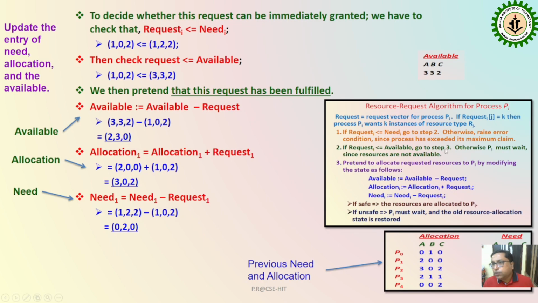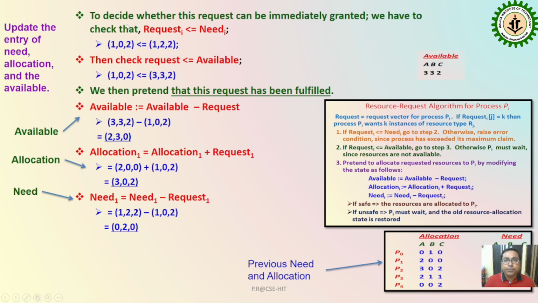So for that we have to use the resource request algorithm for the process Pi, where Request is equal to the request vector for process Pi. If Request j is equal to k, then process Pi wants k instances of resource type Rj. So if Request is less than or equal to Need, go to step 2, and if Request is less than or equal to Available, go to step 3, and after that we have to compute these three lines.